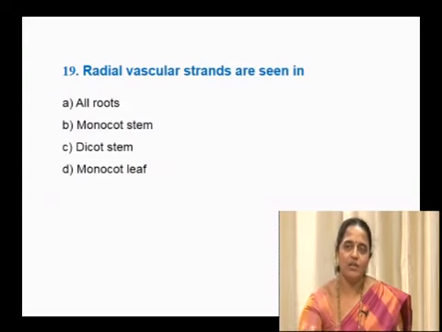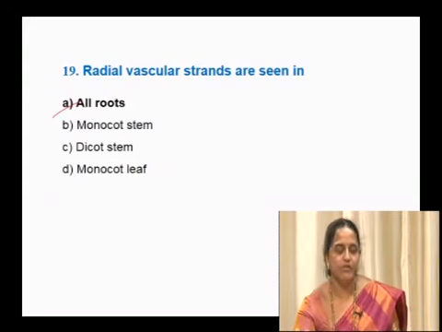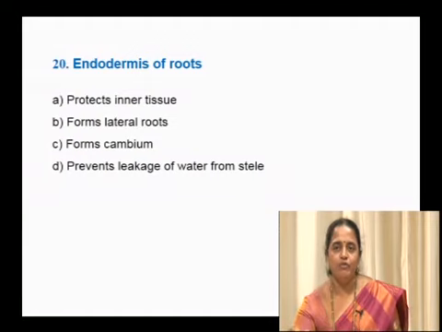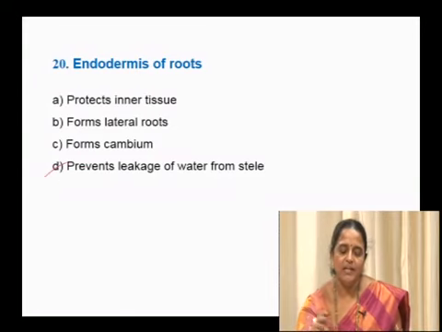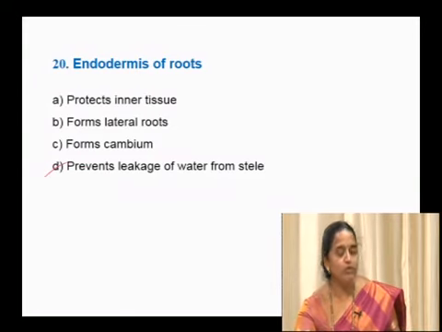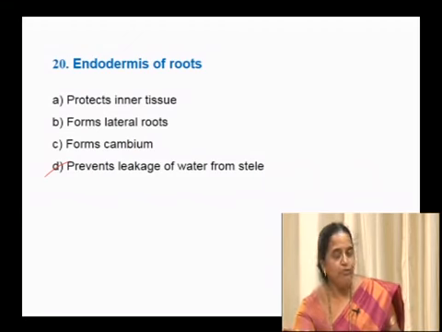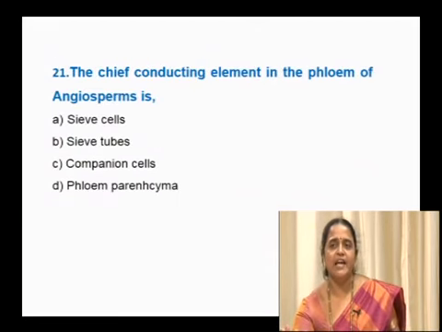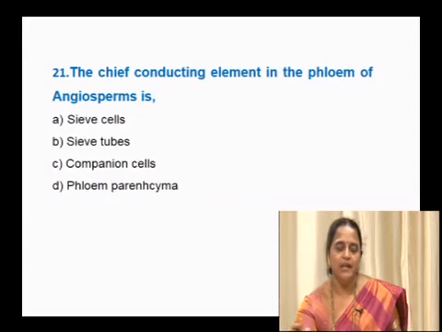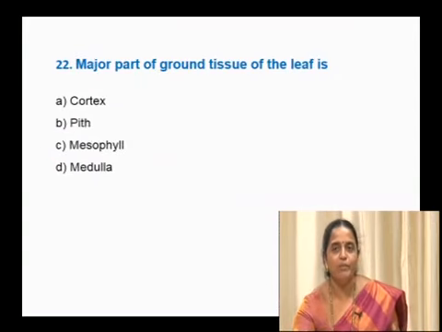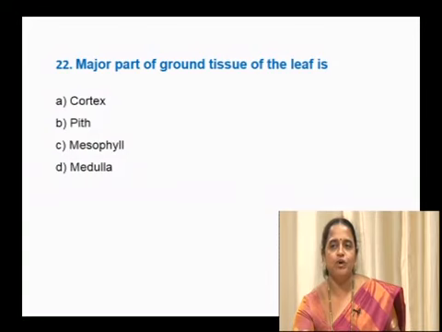The radial vascular bundles are seen in all types of roots. Endodermis of roots with passage cells and Casparian strips prevents leakage of water from the stele, and it also increases the pressure when there is radial conduction of water. The chief conducting element in the phloem of angiosperms is sieve tubes, as sieve cells are in lower plants. The major part of ground tissue of the leaf is definitely mesophyll.